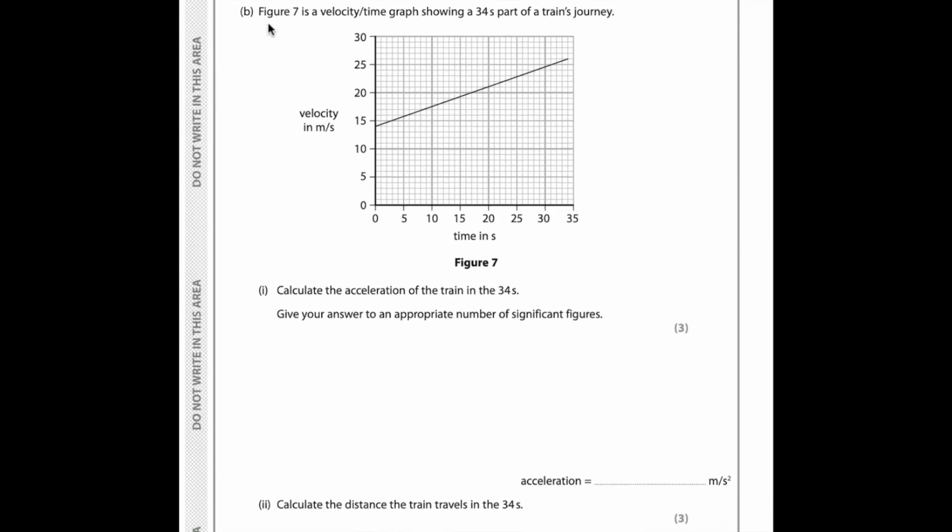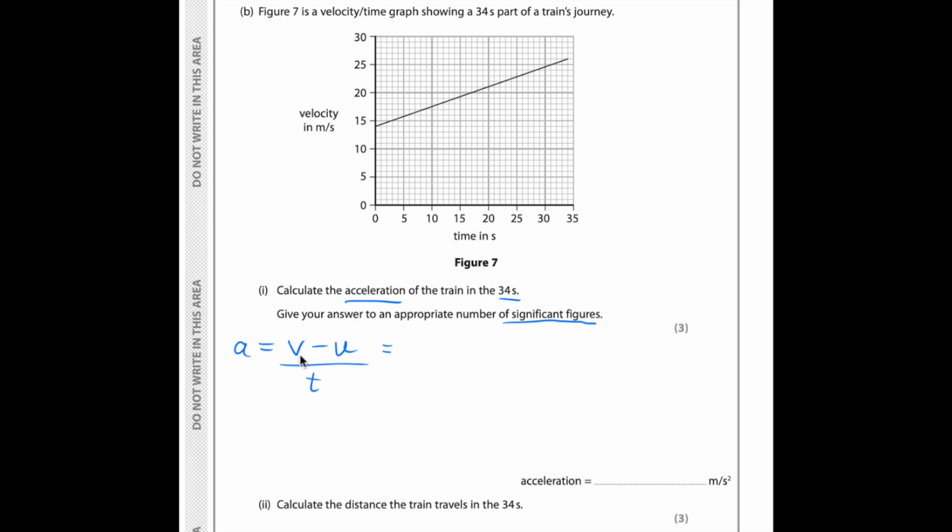Question B. Figure 7 is a velocity time graph showing a 34-second part of a train's journey. Velocity time. Calculate the acceleration of the train in the 34 seconds, so from the start to the end. Give your answer to an appropriate number of significant figures, so that'll be for your third mark. Right, so acceleration equals the final velocity, take away the initial velocity, divided by time.